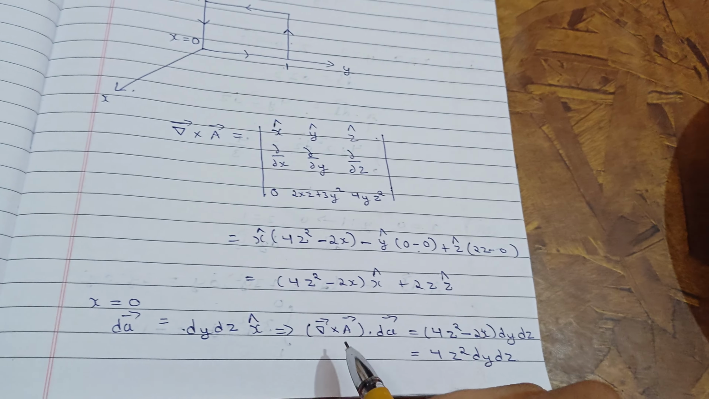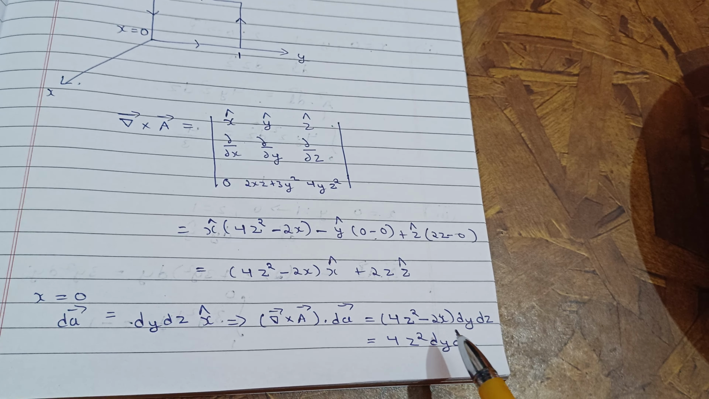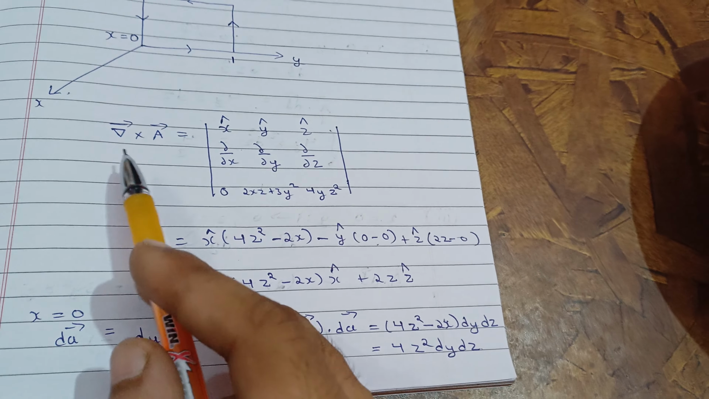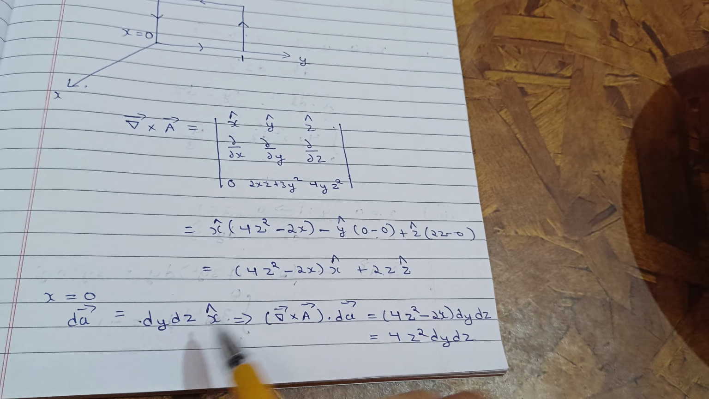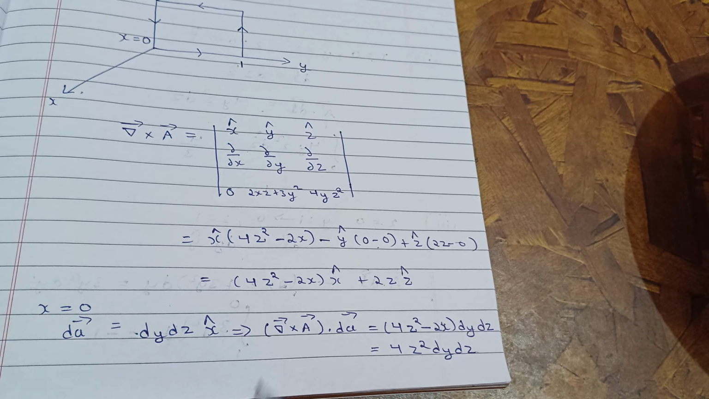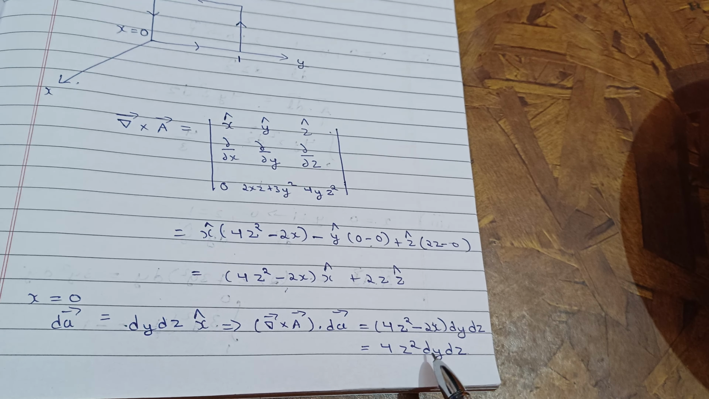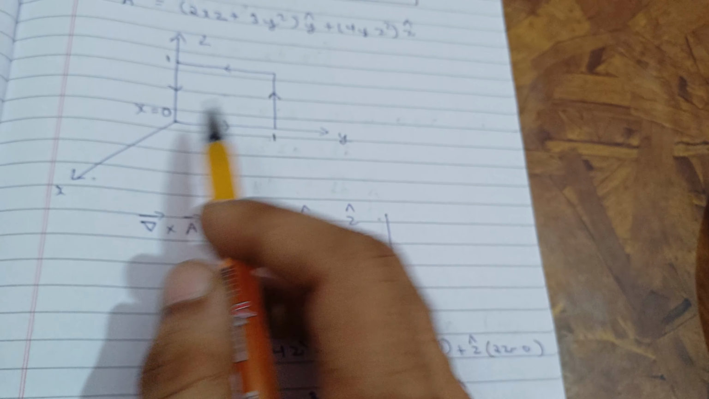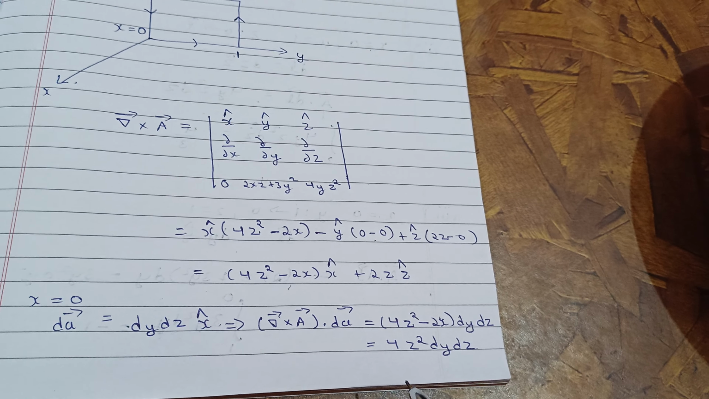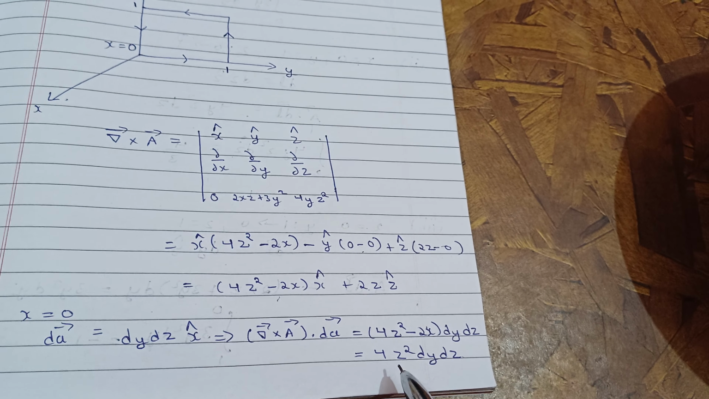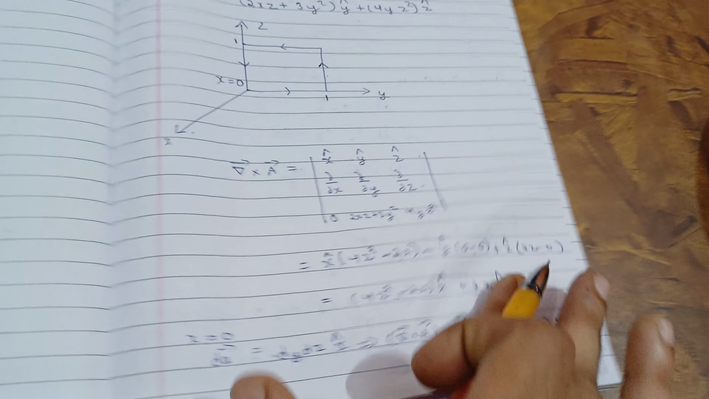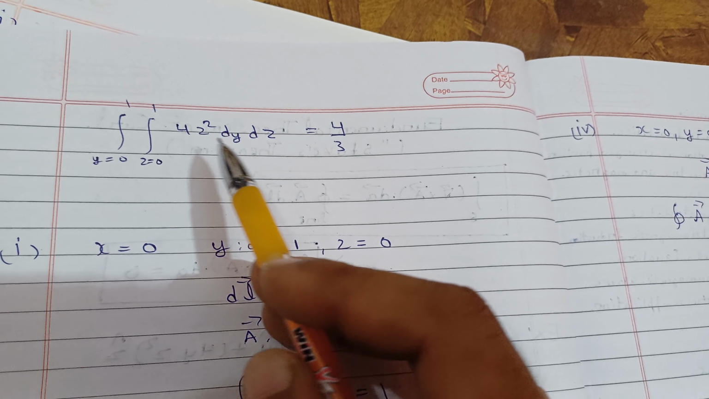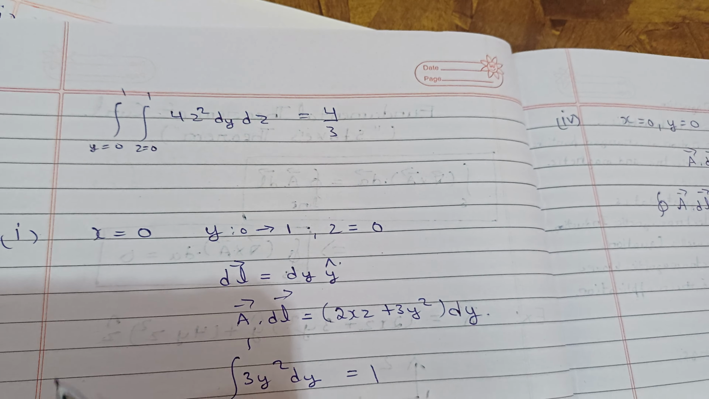Now you will find del cross A dot dA. It will give you (4z² minus 2x) dy dz. From here you can calculate: del cross A is this and dA is this, so it will give you 4z² minus 2x dy dz. Now you need to calculate the integral. You put the limits for y and z, both going from 0 to 1. Substituting, y gives 1 and z³ by 3 gives 1 upon 3, so it will be 4 upon 3.